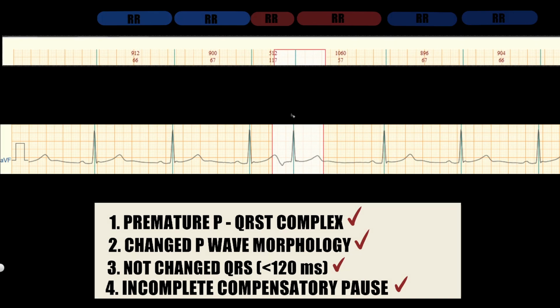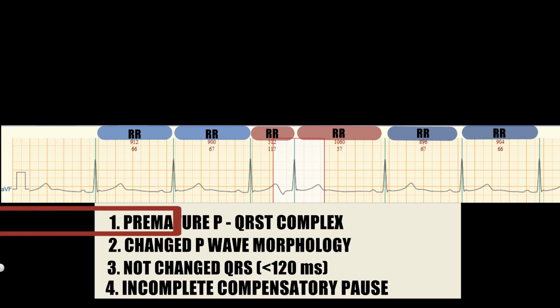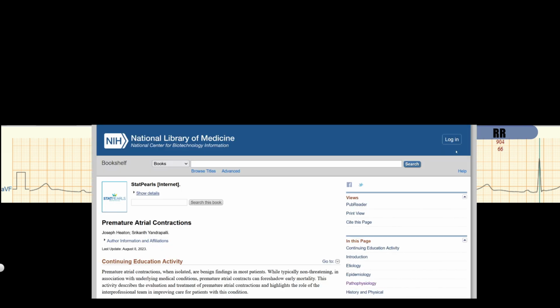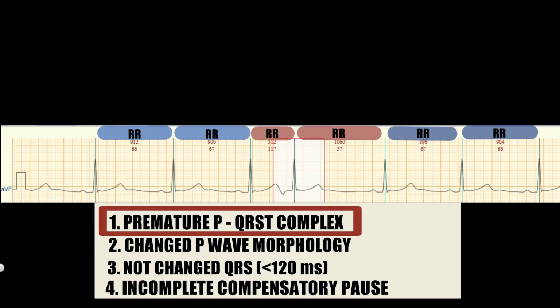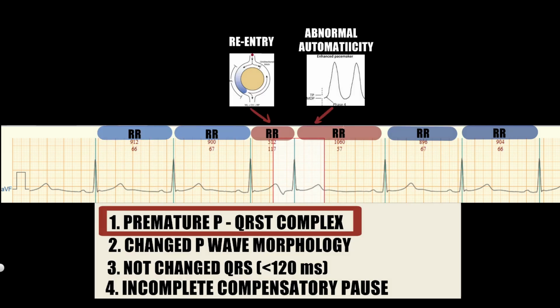Let's explain all criteria one by one. According to the literature, the common theoretical mechanisms of atrial extrasystole are abnormal automaticity and the re-entry mechanism. If you want to know more about these mechanisms, let me know in the comments below.